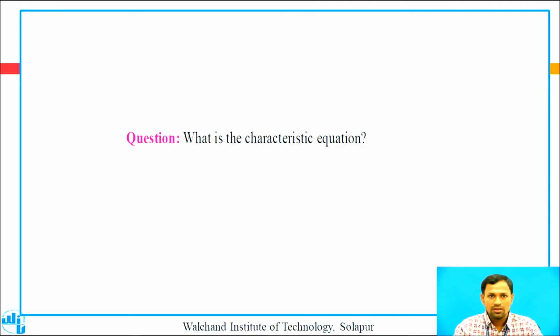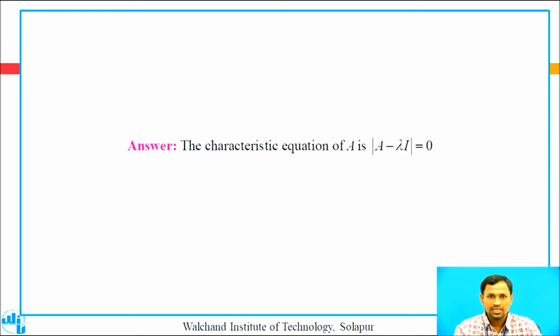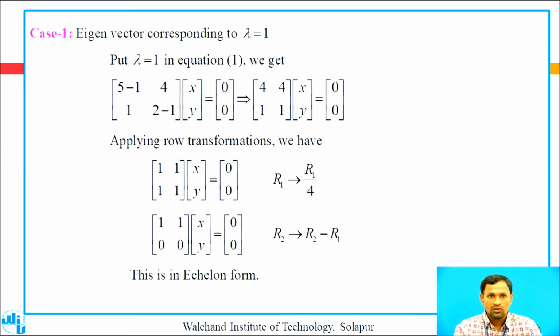So question, what is the characteristic equation? I hope all the students understand the concept of eigenvalues and eigenvectors, so that every student gets the answer. The characteristic equation of A is determinant A minus lambda I equal to 0. Case 1. To find eigenvector corresponding to lambda equal to 1.